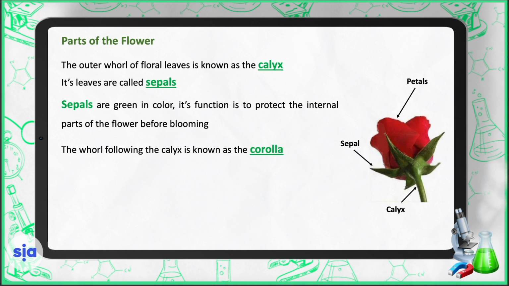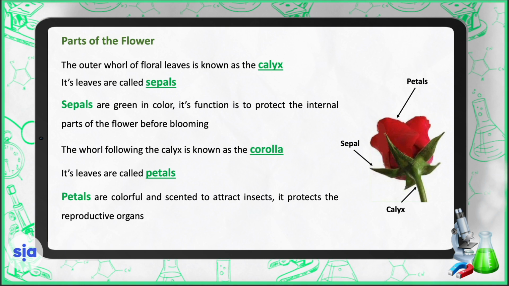The whorl following the calyx is known as the corolla, and its leaves are called petals. These are the petals. Petals are colorful and scented to attract insects. It protects the reproductive organs.